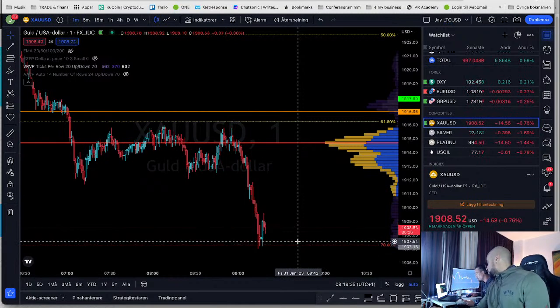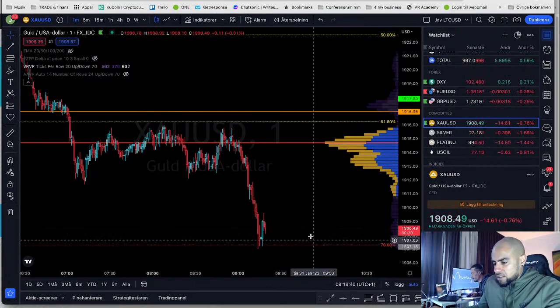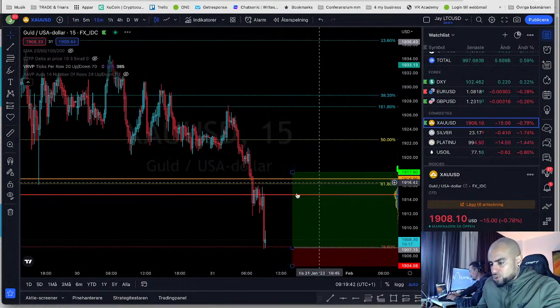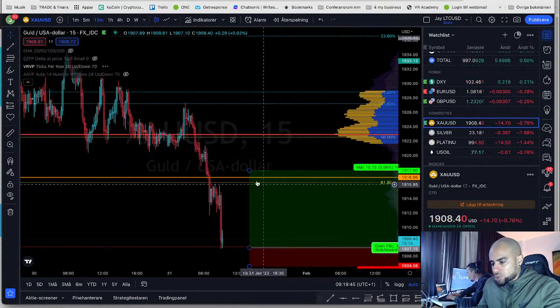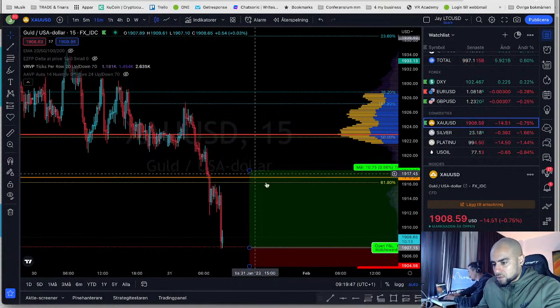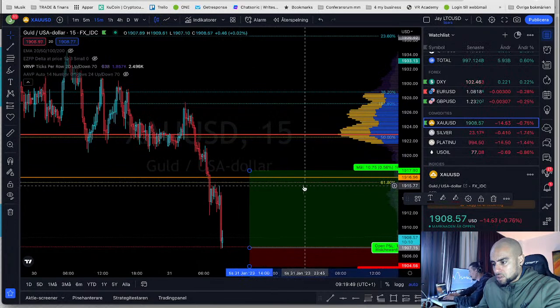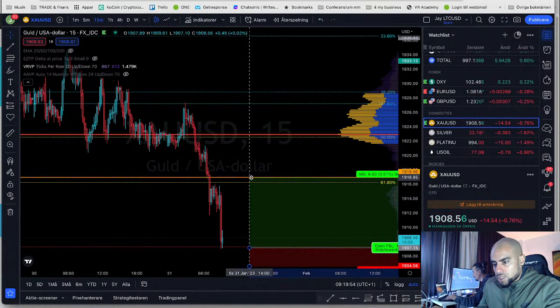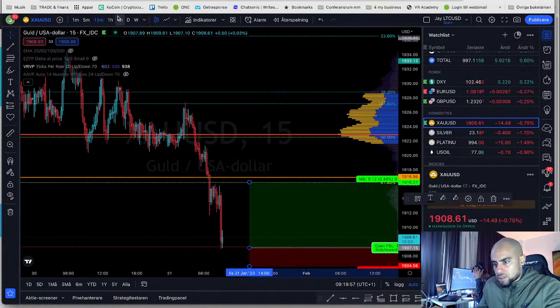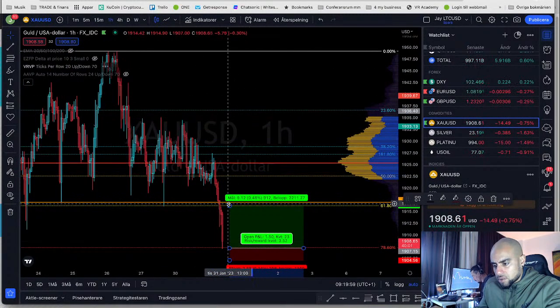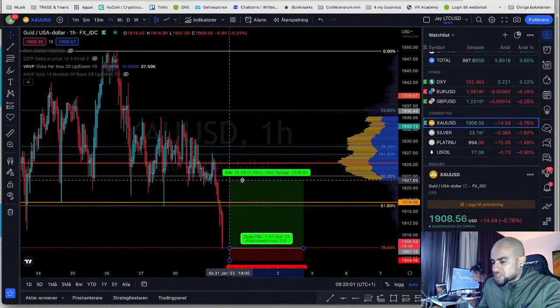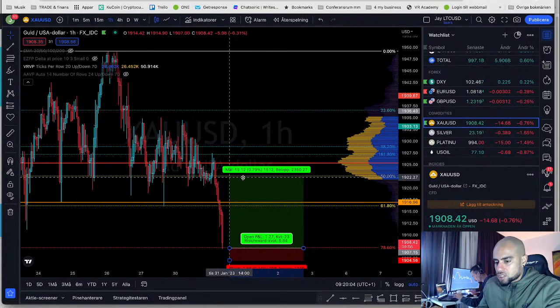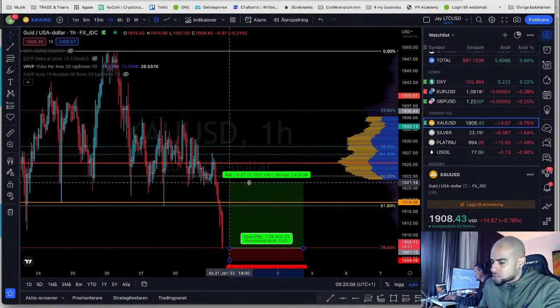So write it down. 1907. Entry for this trade is 1907.40. Question is, how long do we want to ride this trade? I need to see where it's going. And remember, everything I'm saying here is not financial advice. This is just my trades that I'm doing, and if you'd like to participate in the same trades, you're more than welcome.